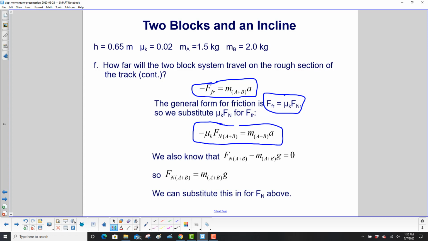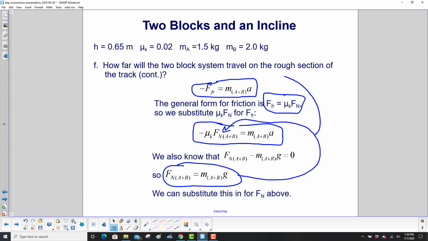Now we need to find the normal force. From the free body diagram, normal force is up, positive, mg is down, negative, and it equals 0 because the blocks are not bouncing up and down. So we have our normal force here, and we're going to substitute that into here. Last time I said substitute it into there, but that's kind of the same thing.